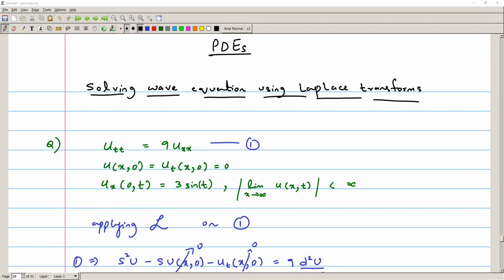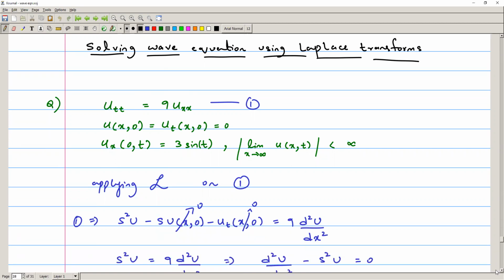So in this class, we are going to learn the applications of Laplace transforms for partial differential equations, specifically the wave equation. The idea is to use the Laplace transformations for the wave equation. Here's the problem: a homogeneous wave equation with the given boundary conditions and initial conditions. Here are the boundary conditions for this problem, and these are the initial conditions for the problem.